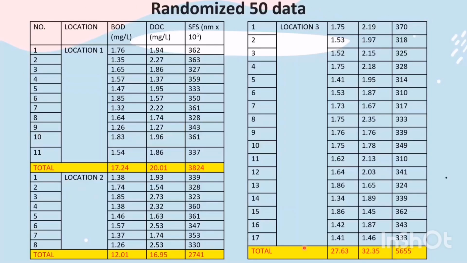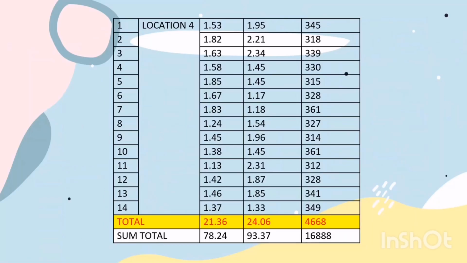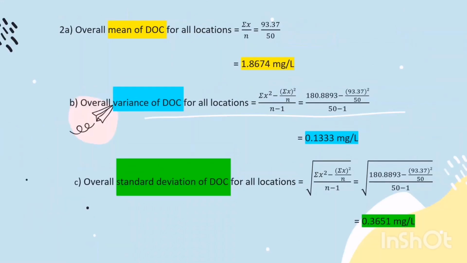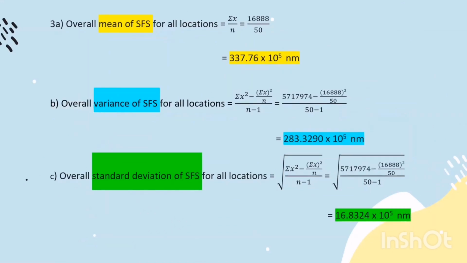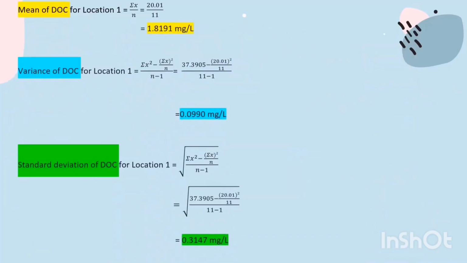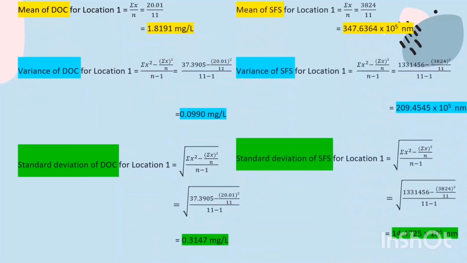So this is the randomized safety data that are arranged according to location 1, location 2, location 3, and location 4. The formula of mean, variance, and standard deviation is used. Hence, the overall mean of BOD is this value, variance, and standard deviation. So this is the overall mean, variance, and standard deviation of DOC, and overall mean, variance, and standard deviation of SFS. So this is the mean, variance, and standard deviation of BOD for location 1. So this is the mean, variance, standard deviation of DOC for location 1, and this is for SFS for location 1.